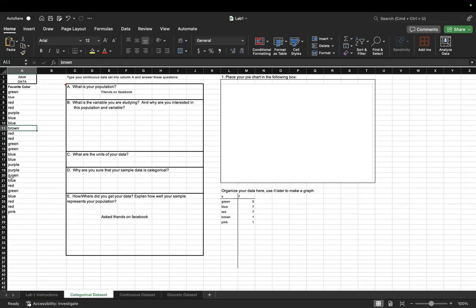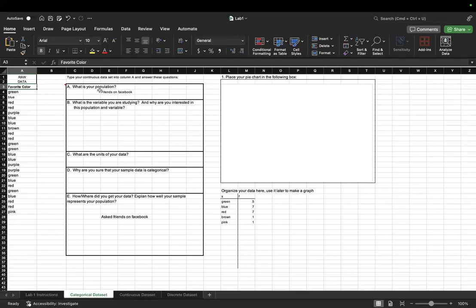So I asked their favorite color. And so this is your raw data. So when you collect your data, I want you to just type your raw data right here. I also put what my data represents right here. You don't have to because you're going to answer it in the questions, but I put favorite color right here. You don't necessarily have to do that.